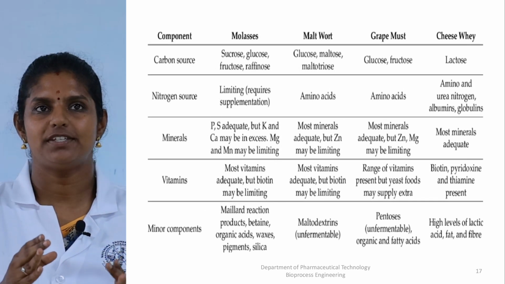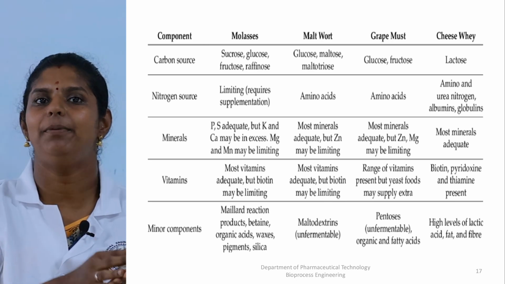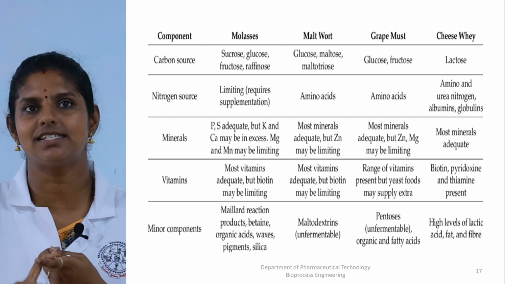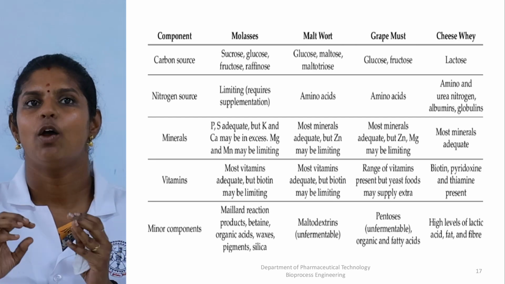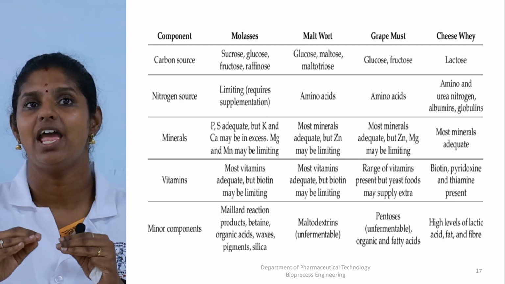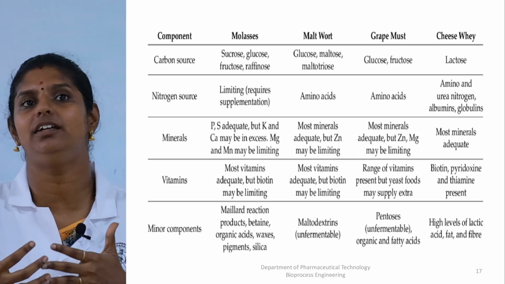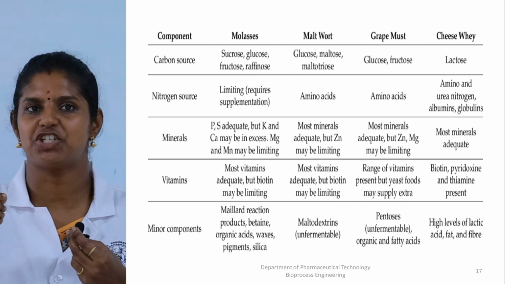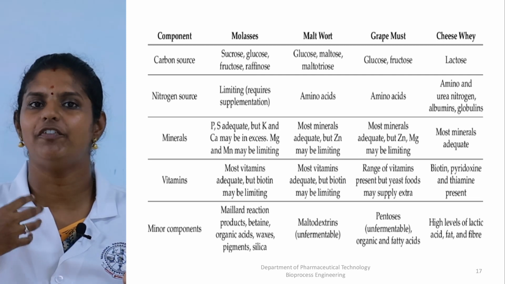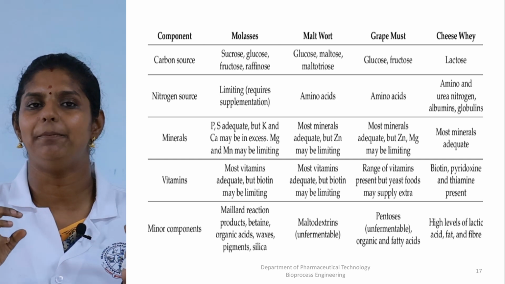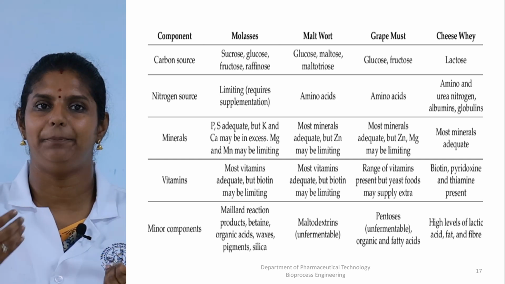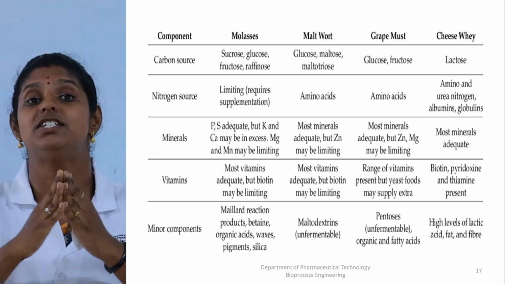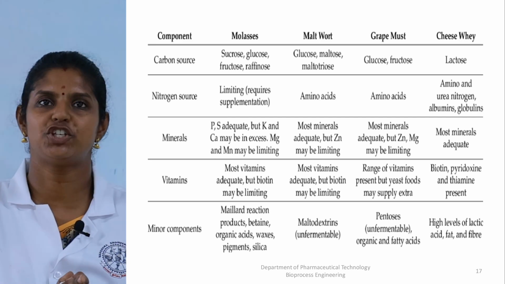And then we are going to see the different components available in the sole industrial fermentation media. First, molasses: the major carbon source is sucrose, and it has very limited supplements of nitrogen. It also has an abundant level of phosphorus and sulfur, but the least level of potassium and calcium. Most of the vitamins are already present, where biotin may be the limiting factor, and minor compounds like betaine, organic acids, wax, pigments and silica are already present in the molasses, which is the cheapest source and a byproduct of the sugar industry.